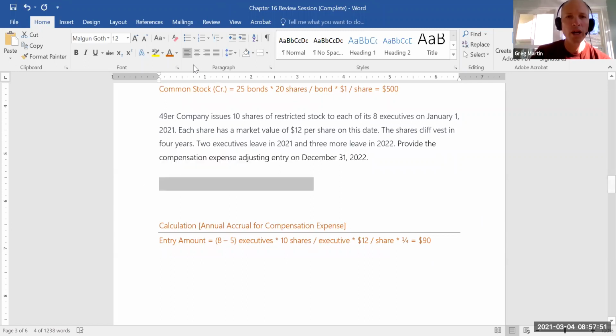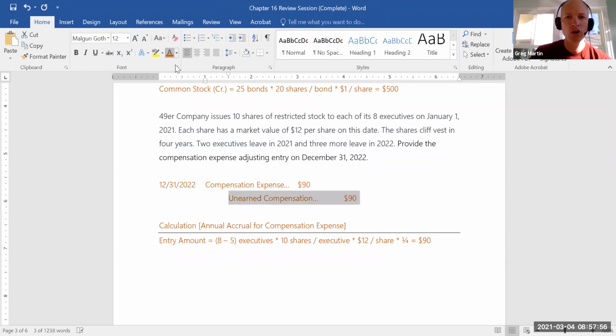Again, so when we're unwinding, we debit compensation expense and we credit the unearned compensation account. And then, if no one else leaves, that would be the same entry amount for the following year and the year after that.